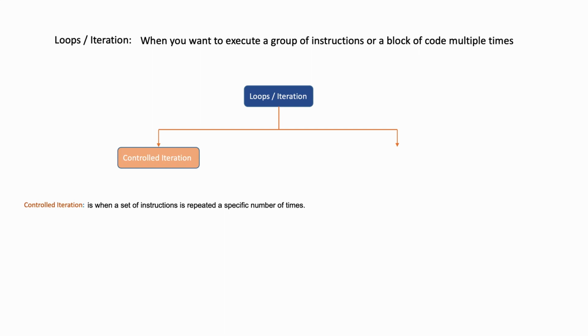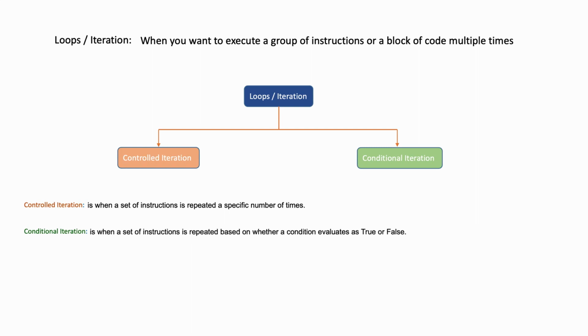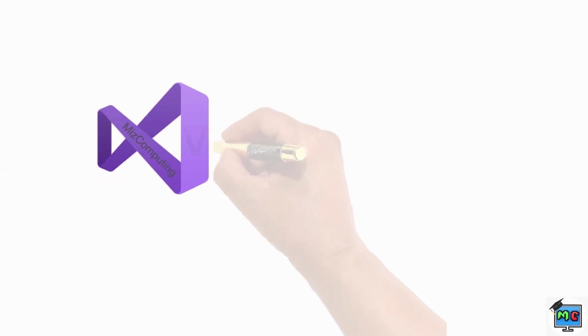But this time we're going to do the other one, which is called conditional iteration. Conditional iteration is based on a condition. If the condition is met, it will repeat something, or it will end repeating something. So that's the one we're going to do, and in Visual Basic it is called a Do Loop.